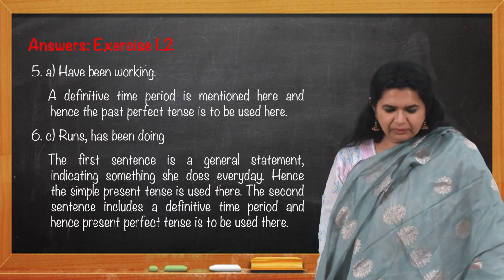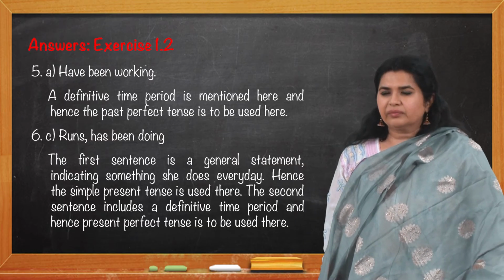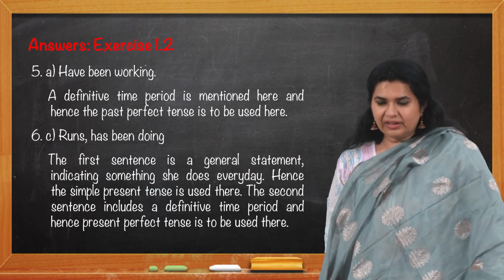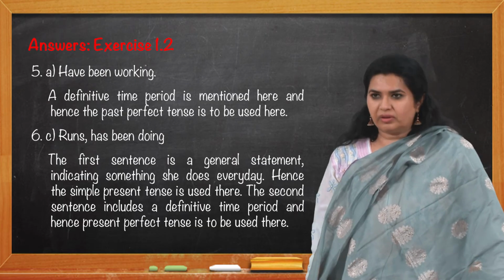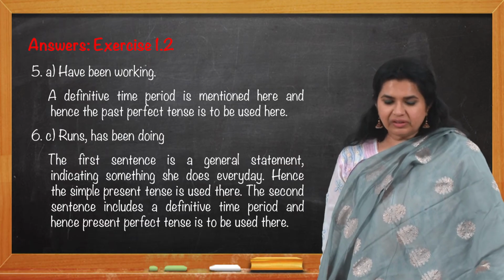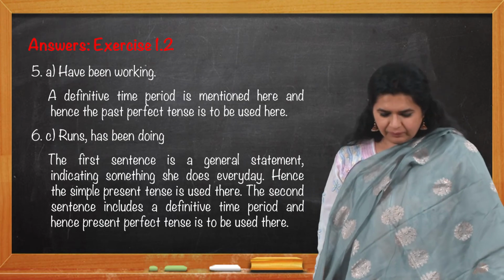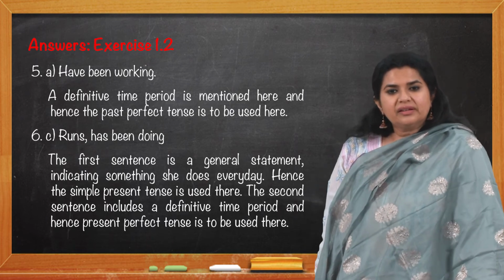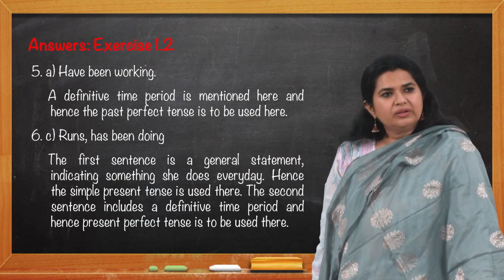It is a definitive time period which is mentioned here and hence the past perfect tense is to be used here. And 6 is C, runs and has been doing. She runs and she has been doing this for years. So, this is something that has been going on for a long time. And this is the explanation given. The first sentence is a general statement indicating something she does every day. Hence, the simple present tense is used there. And the second sentence includes a definitive time period and hence present perfect tense is to be used here.